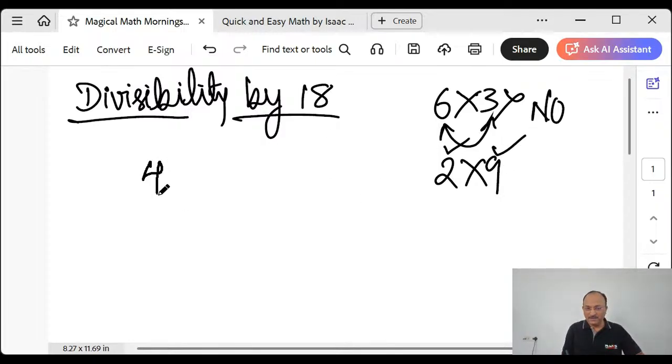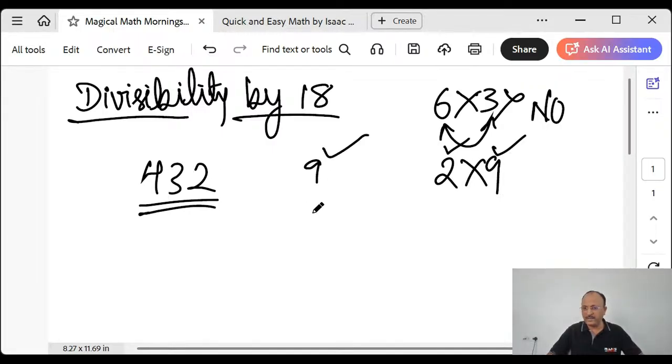Then it will be divisible by 18. For example, let's take the number 432. Tell me, is it divisible by 18 or not? You check the number by 2 and you check the number by 9. 2 means very easy. It's an even number. Correct, no? Check only with 9. The digital sum should be divisible by 9. Check it and tell me whether it's divisible by 18 or not. No? Okay. You add all the digits. 2 plus 3, 5. 5 plus 4 is 9. That means it is divisible by 9.